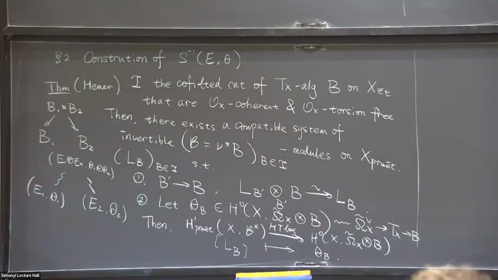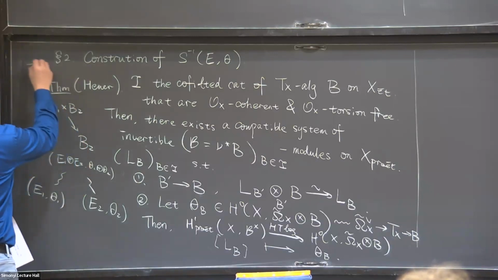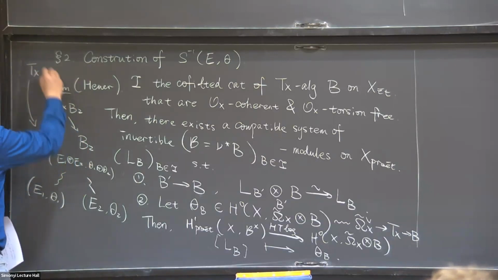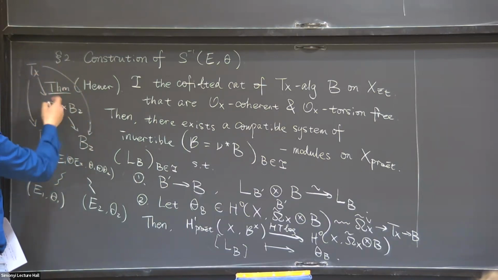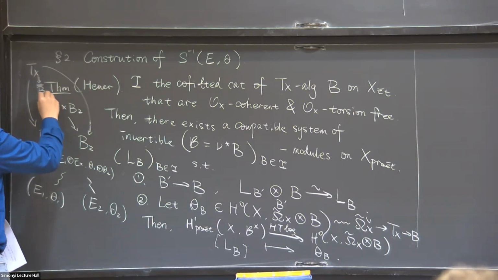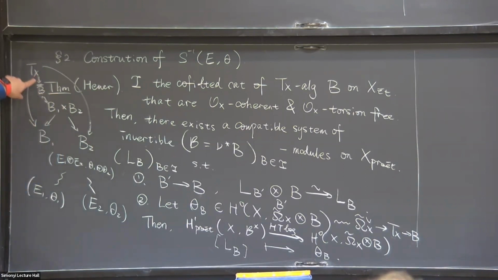Do you want to take equalizers as well? Yeah, I would like to take equalizers because, for example, I have TX mapped to here, mapped to here. I would also like to take the image here. Yes, I am also allowed to take the image of TX here.